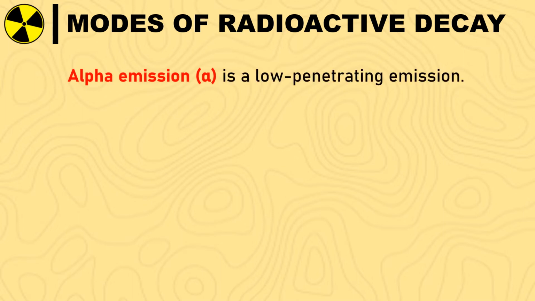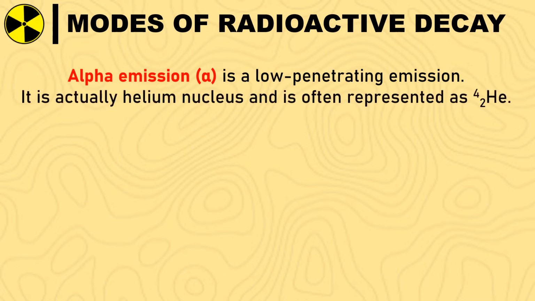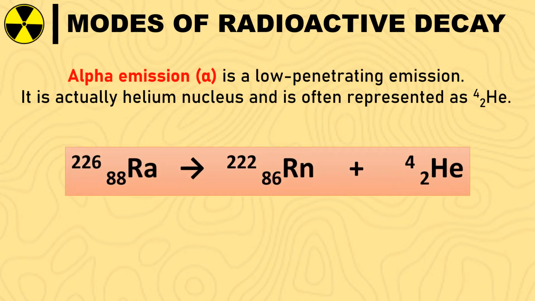The first is alpha emission. It is a low penetrating emission. It is actually a helium nucleus and is often represented as He with mass number 4 and atomic number 2. An example of radioactive decay of radium-226 is given in this equation. As you can see, the resulting atom has both mass number and atomic number changed. The atomic number decreases by 2, and the mass number decreases by 4.